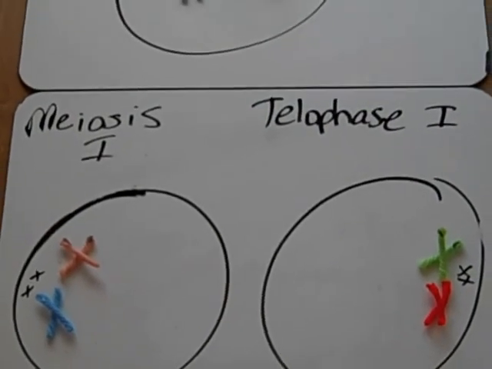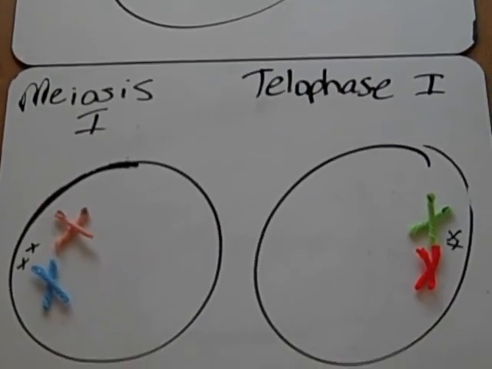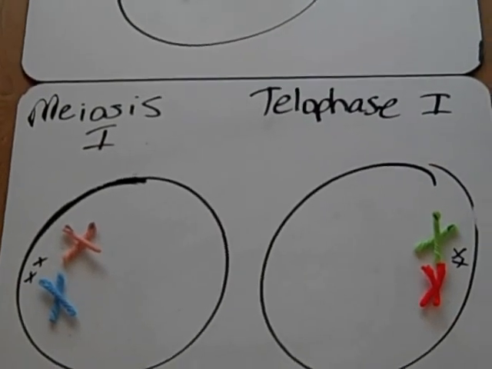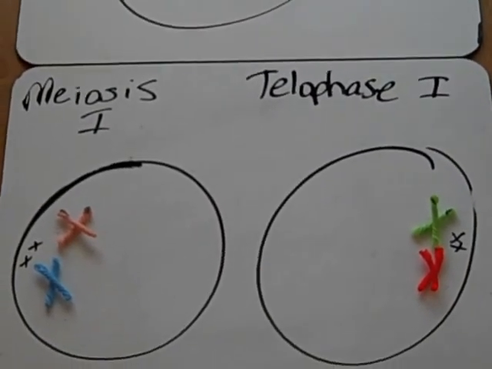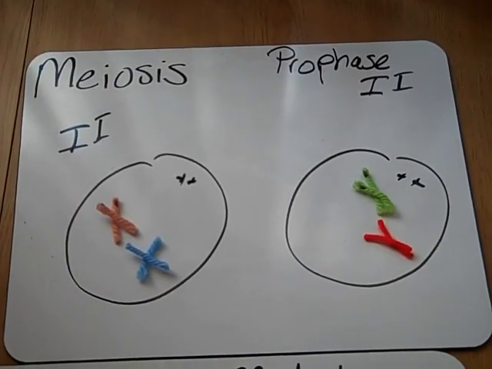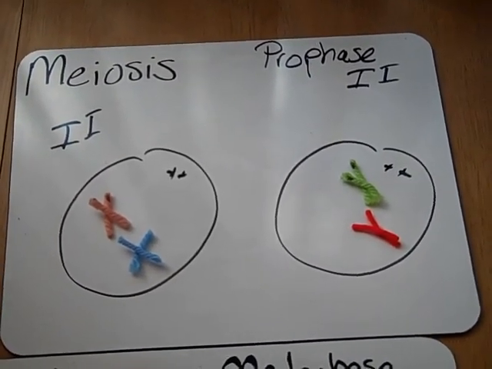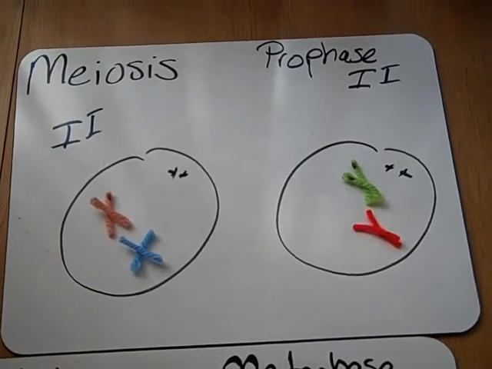And this signifies the end of meiosis 1. The next phase will be prophase 2, which is the start of meiosis 2. Now, this is the beginning of meiosis 2, and this is prophase 2. It looks very similar to telophase 2.